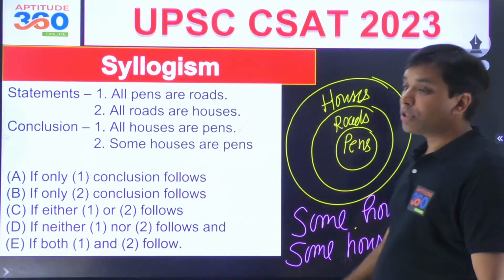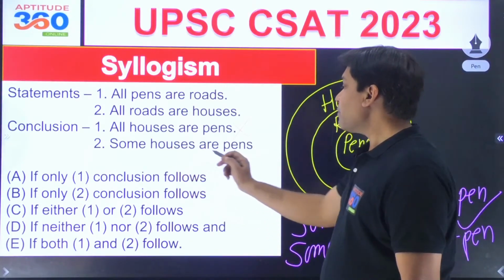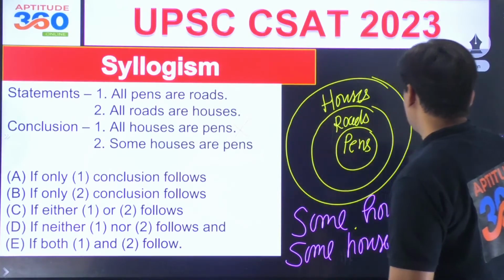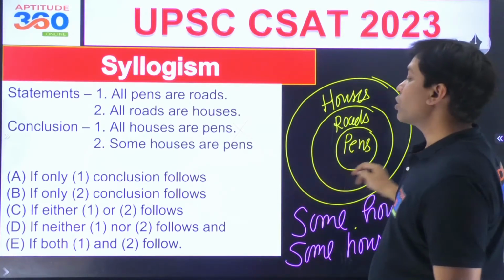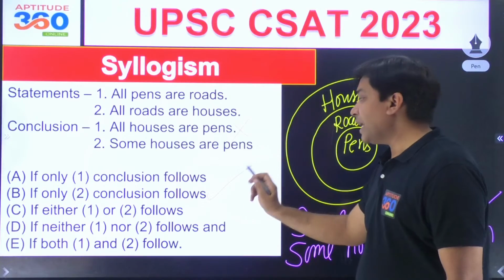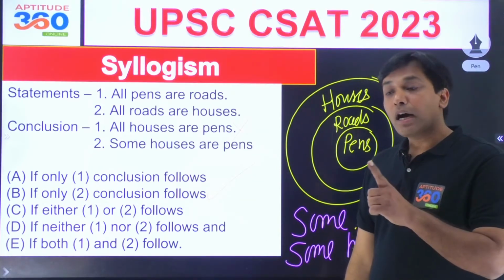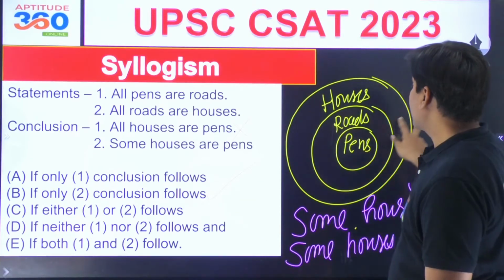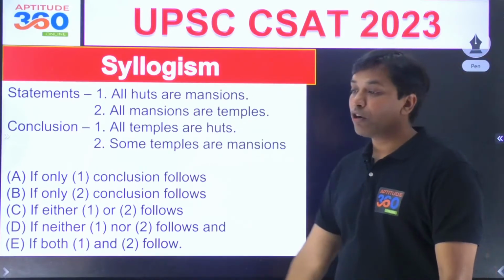So the first conclusion is wrong. Some houses are pens, that is fine. So what is your answer out here? The answer is going to be option number B. Only two is okay. Now go ahead and simplify this problem.